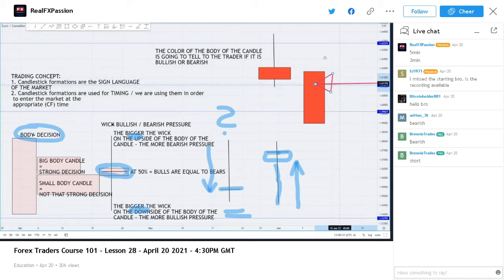Does this make sense to you, or is it too complicated? It took me 30 minutes just to figure out the correct English for you, everybody. Does this make sense to you? So small decision, small body, still bearish though, but the bigger the wick of the upside of the body, thus the more bearish pressure. So the bears were pressing down, down, down, down, and this was then the decision. This was the decision candle.